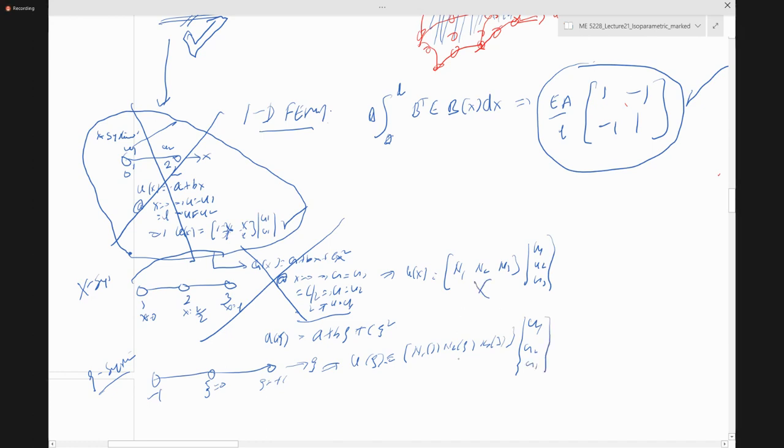This is the X system, this is the Cauchy system. Do you understand this one? How to get the N1, N2, and the Cauchy system? Yes or no?